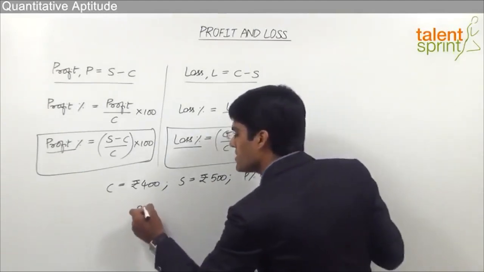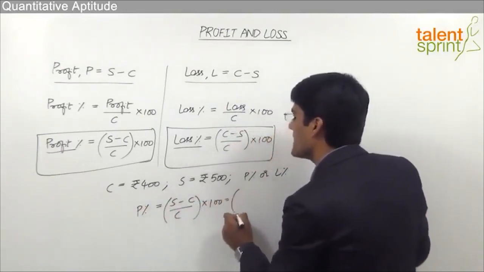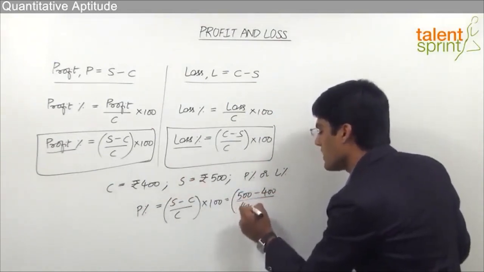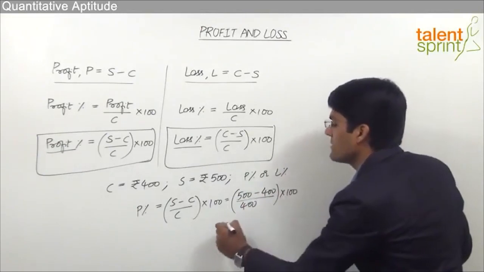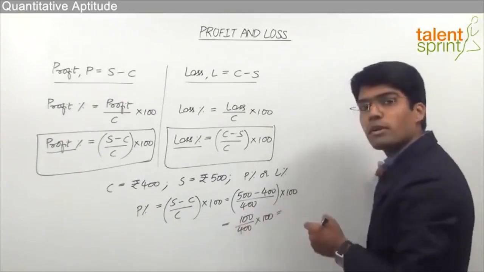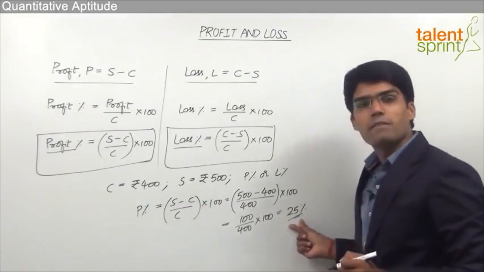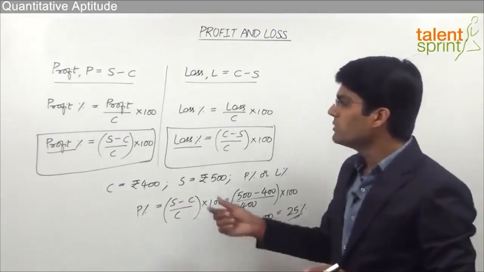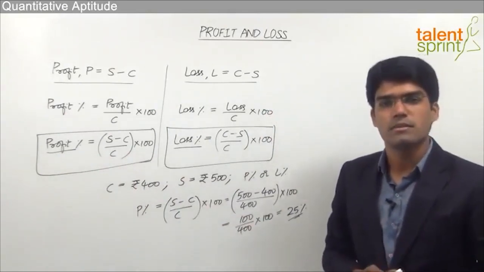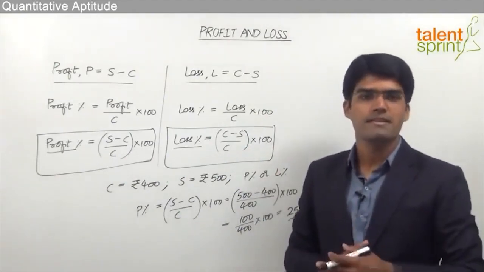And we know that percentage of profit can be taken as S minus C by C into 100. So we can say that the answer here is 500, that is the selling price, minus 400, the cost price, by 400 into 100. So this comes out to be 100 by 400 into 100, or nothing but 1 by 4 into 100, which is 25%. So the profit here is 25%. So this is how we can use the formula for profit percentage to find out the answer when the selling price and cost price are given to us. And similarly, we can use the second formula to find out the loss percentage when cost price and selling price are given.